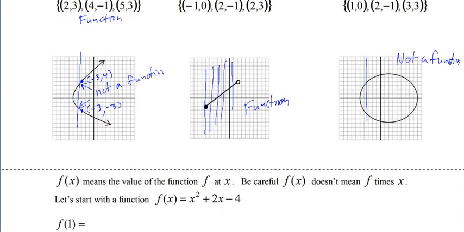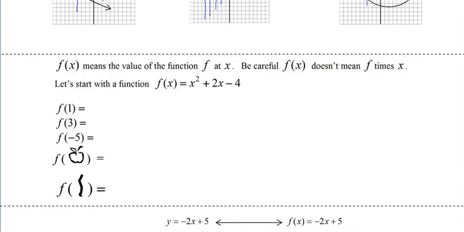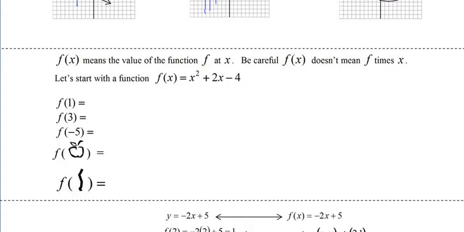Alright? So here is what you get if an equation is a function. You get this little formula. And what we do is we write it like this. It's f of x. This doesn't mean f times x. It means the value of f at x, or the value of f for that x value. So what you're going to do is replace that x value with numbers, and you're going to plug it in.